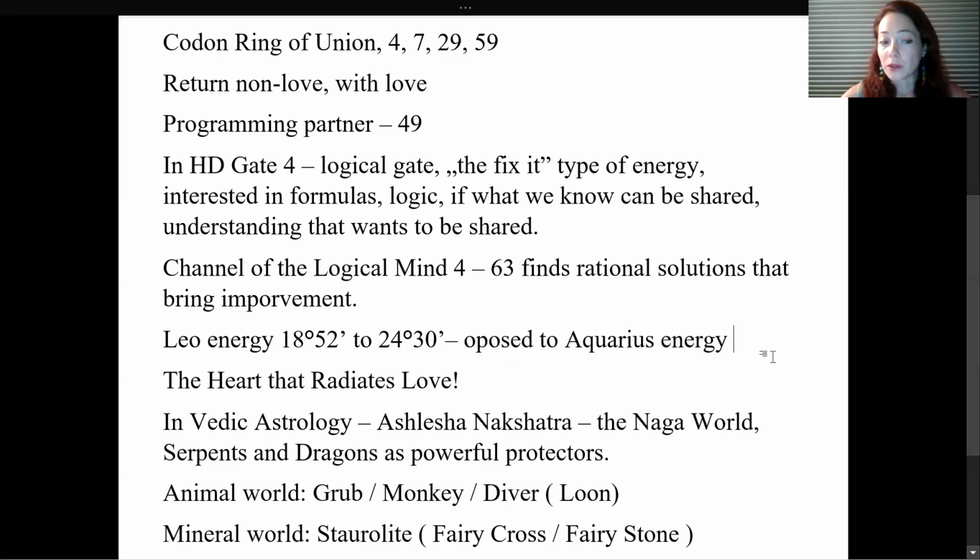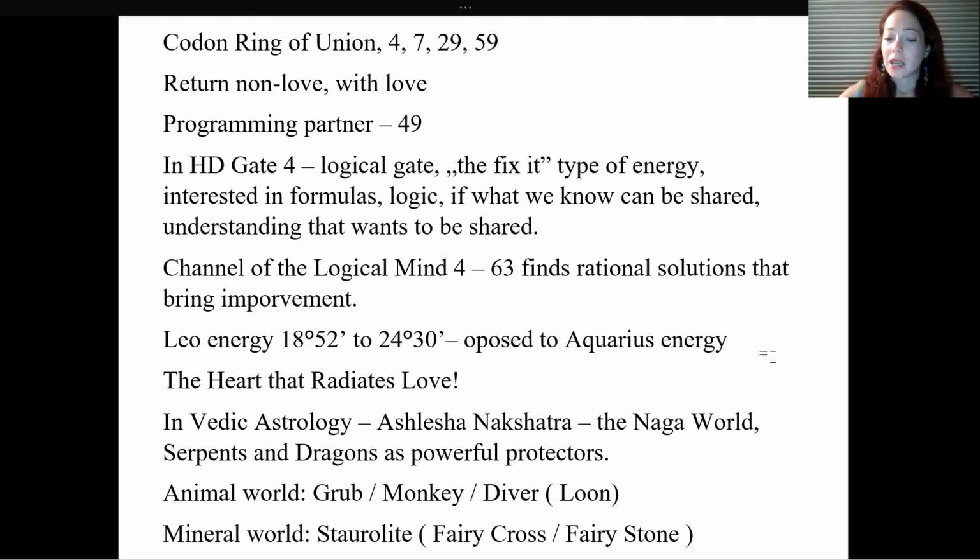If we go to Vedic astrology, we have the Ashlesha Nakshatra. As I told in the last video, you can watch the video about 7, it shares this nakshatra. It's the lunar mansion in the Vedic system. Ashlesha has the symbol of snakes, of intertwined snakes, or the communion between snakes. They are protectors of the Naga world, the serpents and the dragons, as power protectors of this kind of secret space.